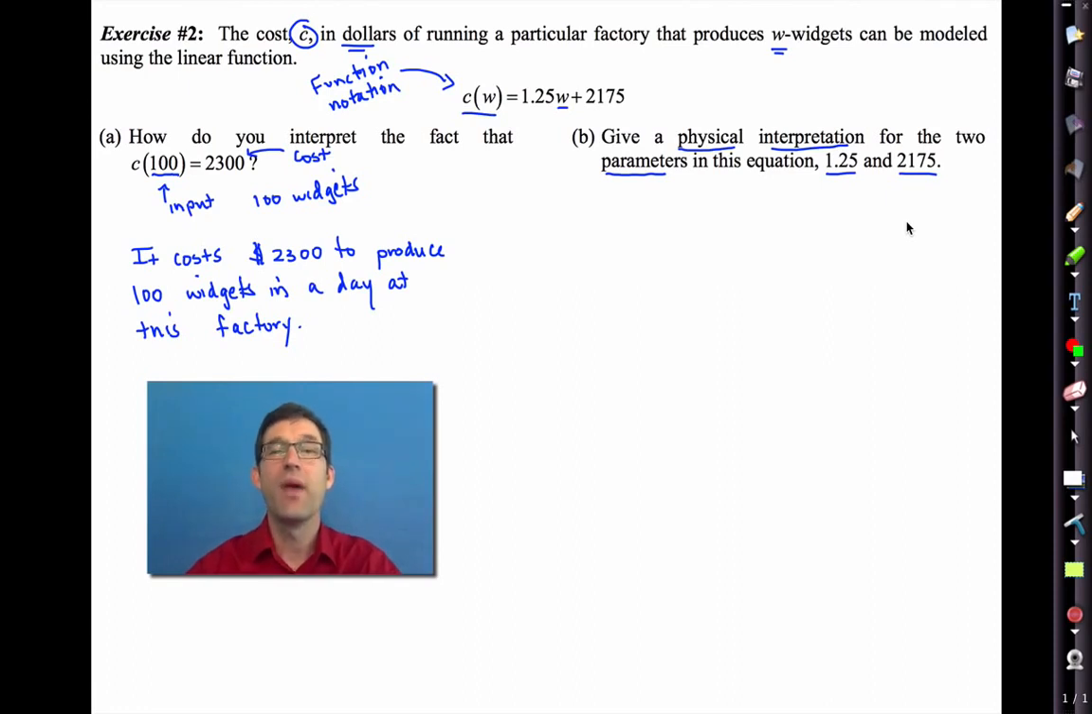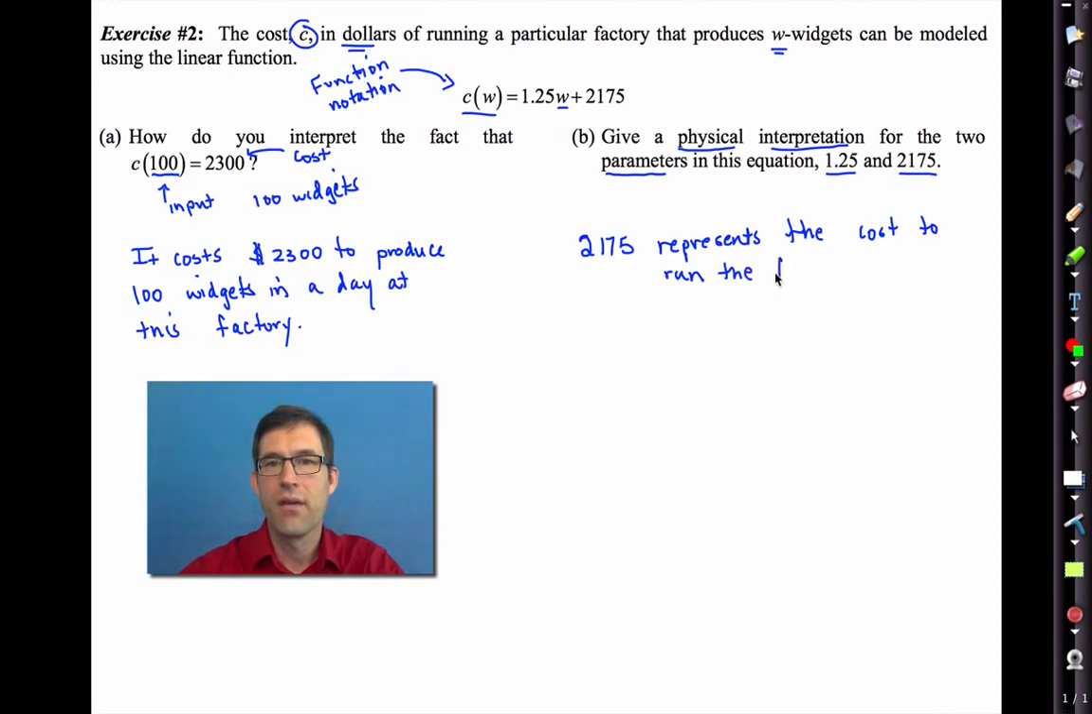All right, let's do it. I'm going to actually start with the 2175 first, okay? All right. 2175 represents the cost to run the factory even when 0 widgets are produced.